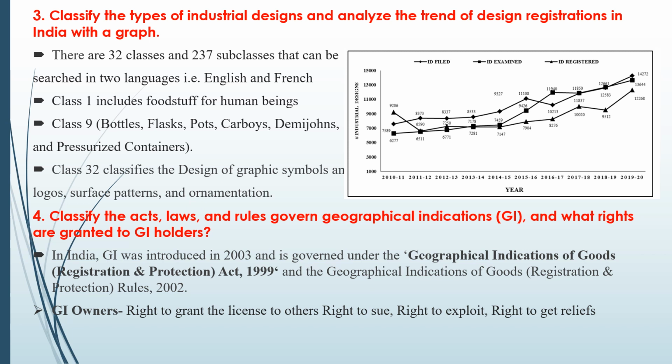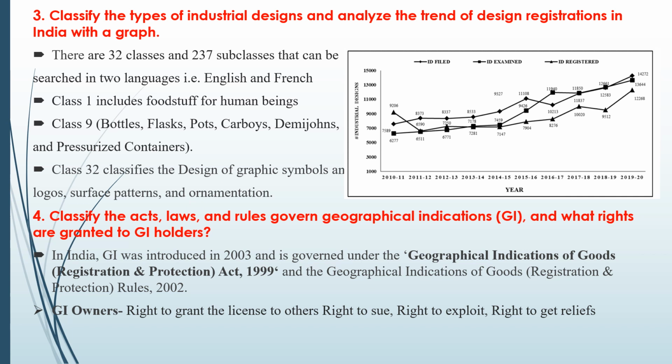So class 1, class 9 and class 32 are the important classes that we may see in industrial design. Class 1 deals with all the foodstuffs required for human beings. Class 9 represents small materials like pots, flasks, or small toys. Class 32 is for symbols and logos. You come up with some trademark logos, all those.